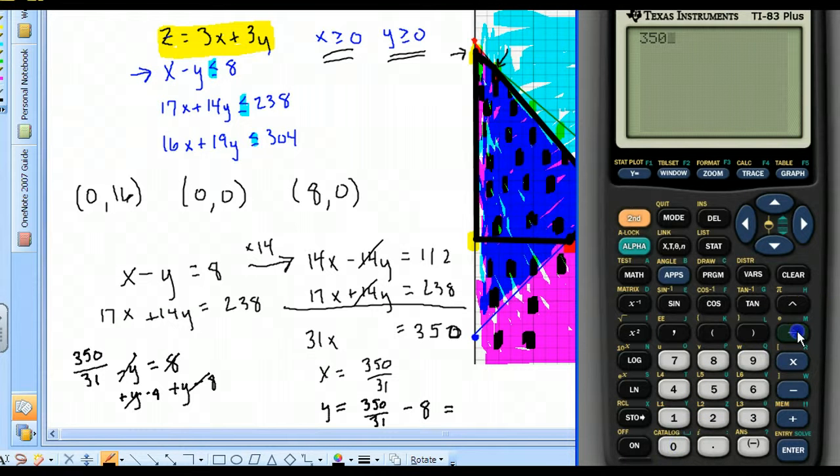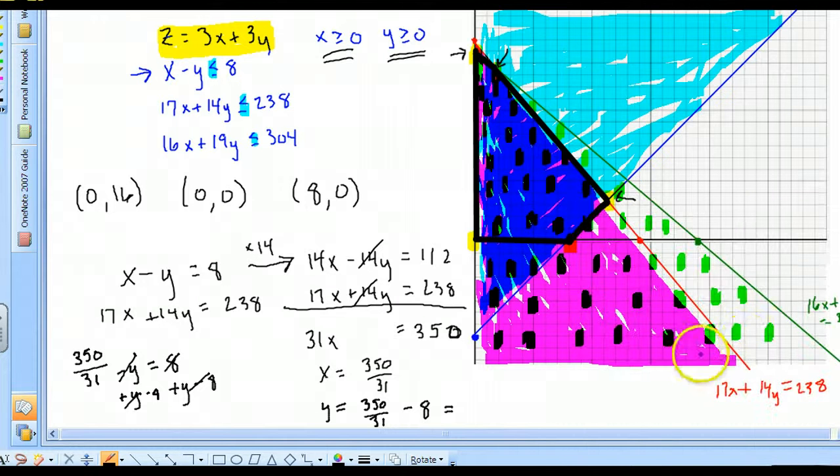350 over 31 minus 8. Enter, change it to a fraction. So 102 over 31. So there's another point to check: 350 over 31, 102 over 31.